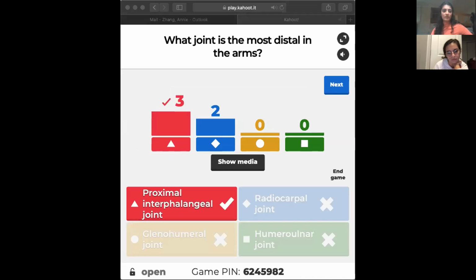Okay, so what joint is the most distal? If you just look at them all in order, the most proximal one is the glenohumeral joint. That's right up here. And then right after that is the humeral ulnar joint. And then we have the radial ulnar, and then we have the proximal interphalangeal joints. Even though maybe it was like a trick question, it says the proximal interphalangeal joint. Yes, proximal is in the name, but out of all of the ones listed, it is the most distal.